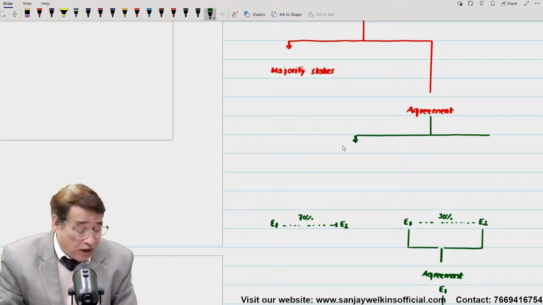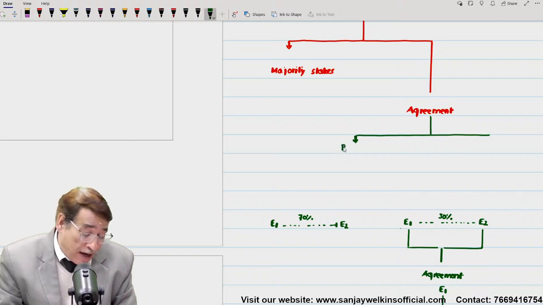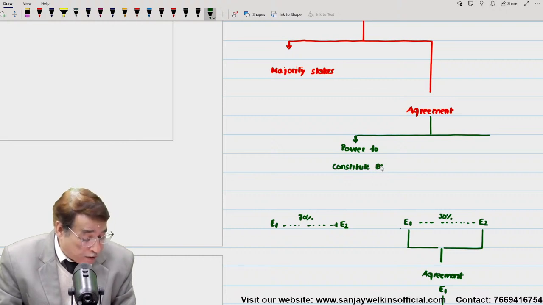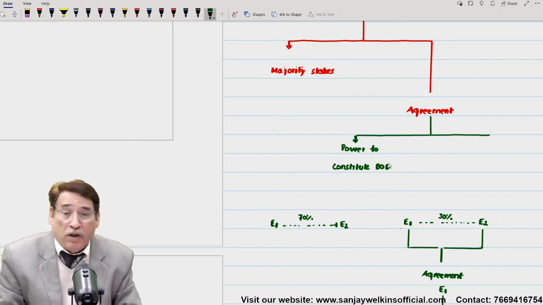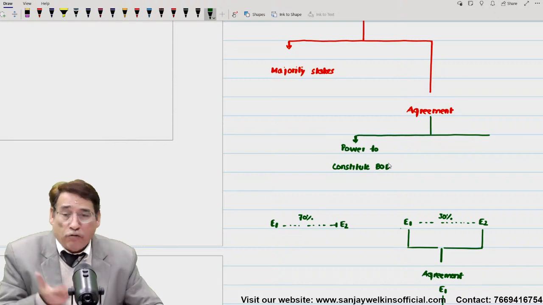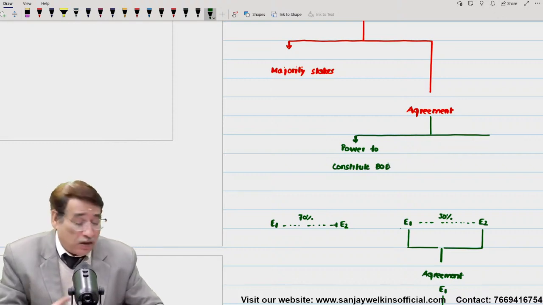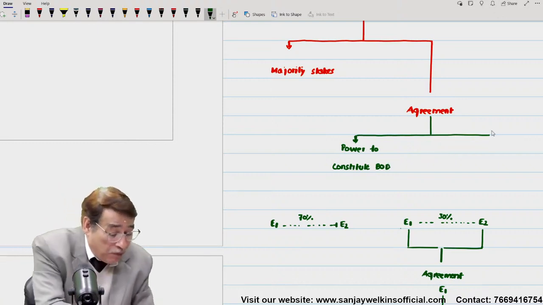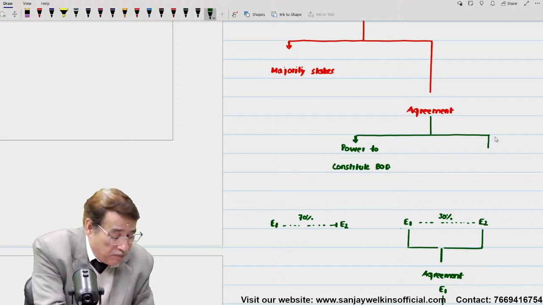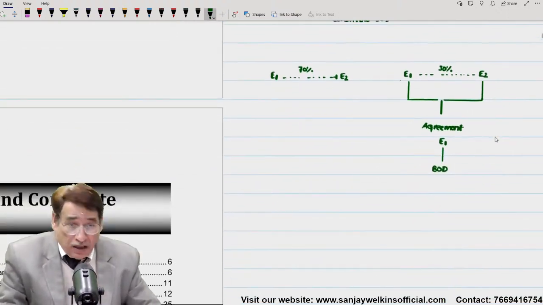As I gave you the example, if the agreement provides power to constitute or compose the board of directors, so in that particular case, it will be implied that we are having the control, isn't it? Further, sometimes agreement may take place in this manner.